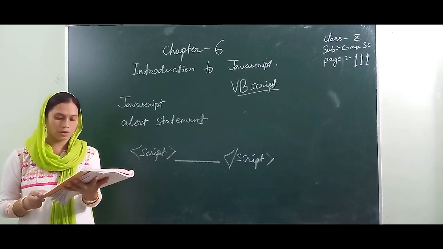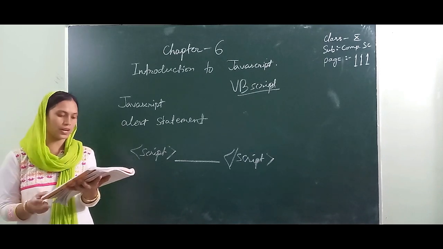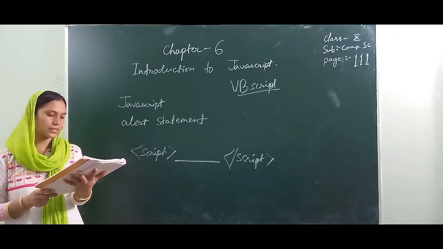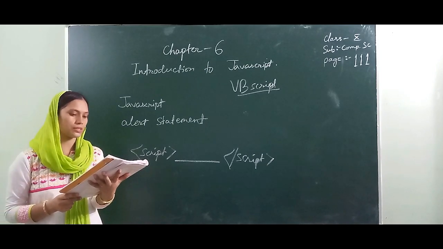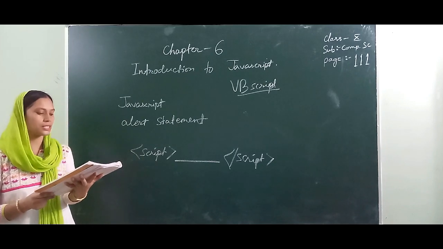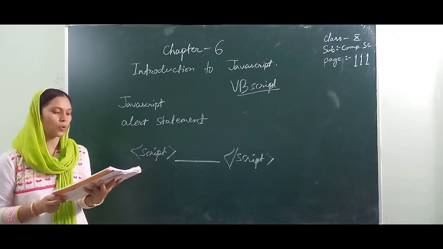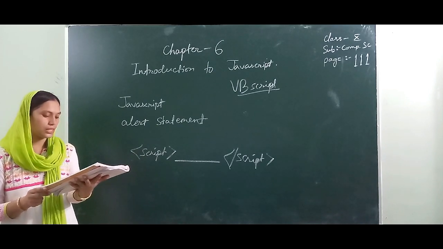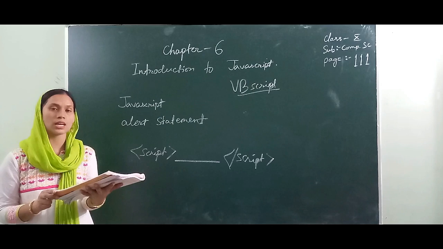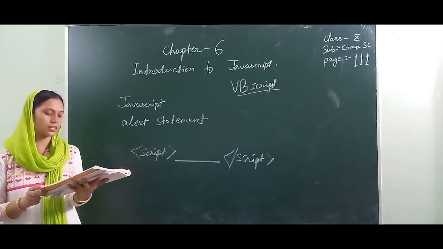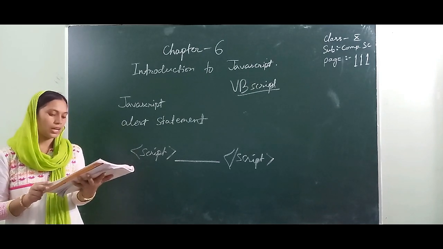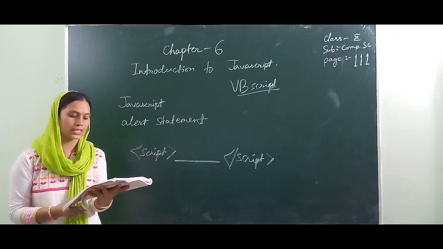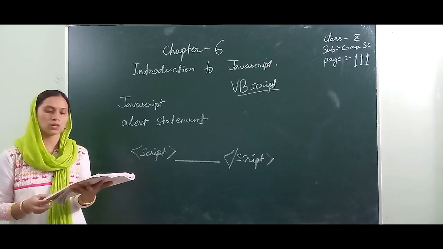So open page number 111, and you will find the definition of JavaScript. JavaScript is a scripting language which will help the HTML to work, which is not possible with HTML alone. JavaScript statements are placed within the script open tag and script close tag. This script tag tells the web browser to interpret all the tags between the open and the close tag.